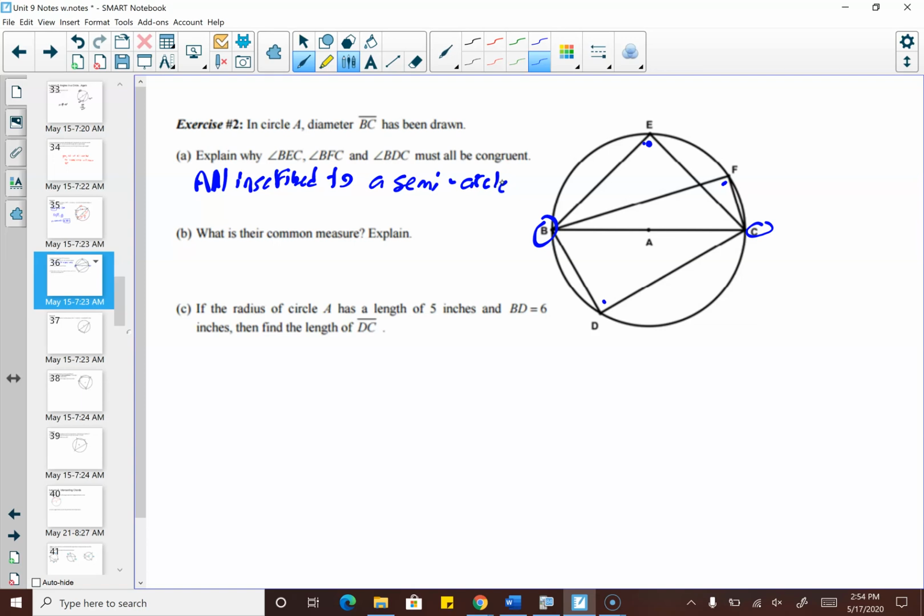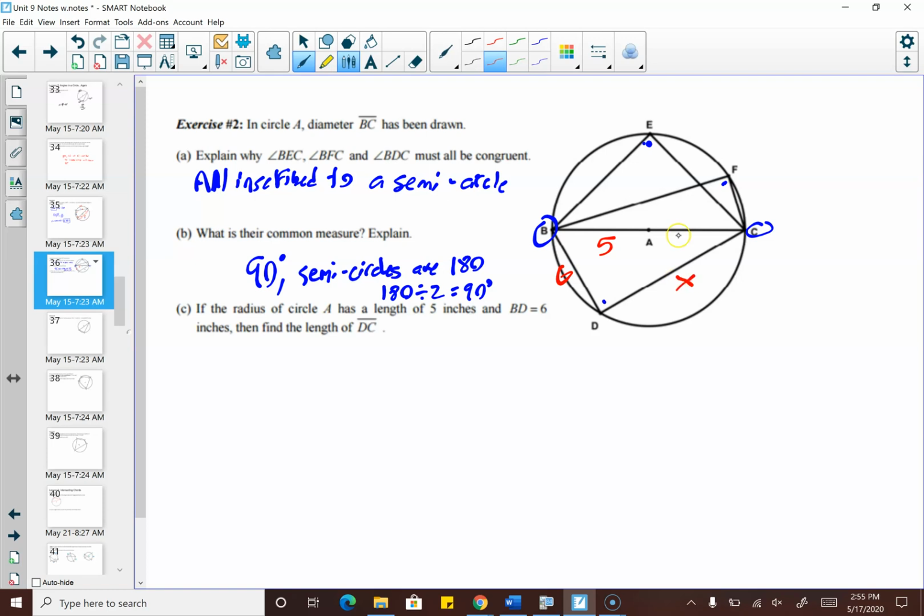And what is that measure? It's going to be 90, right? 90 degrees. It says explain. So semicircles are 180, and then 180 divided by 2 gives us our 90. So then it tells us the radius of circle A has a length of 5, and it tells us BD has a length of 6. So they want us to find the length of DC.